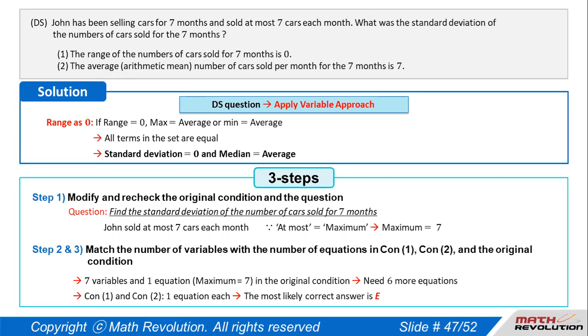Let's quickly modify and recheck the condition. John has sold at most 7 cars each month. At most seven means the maximum is seven. So we have seven variables, and then we have one equation which says maximum equals 7. We need six more equations to solve, and we cannot get them, so the answer would be E.